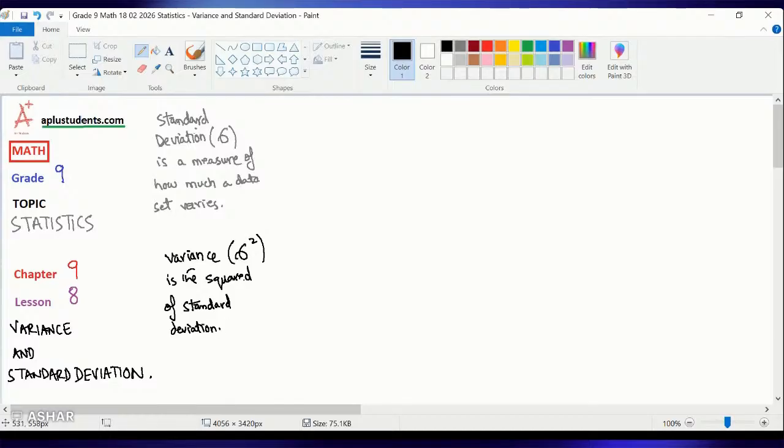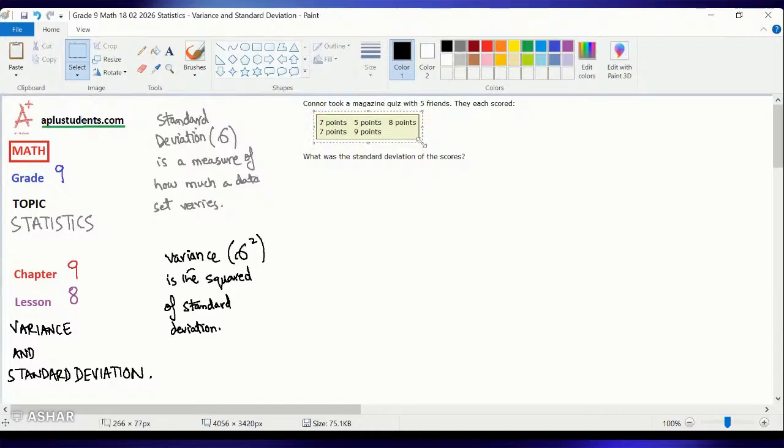So let's look at an example and see what can be done over here. Some information will be given to us and we need to find the standard deviation and the variance. So let's pick up the first option. The question says Connett took a magazine quiz with 5 friends. They each scored these points. This is our question number 1.